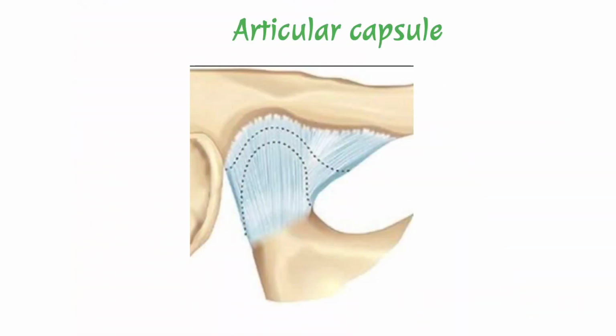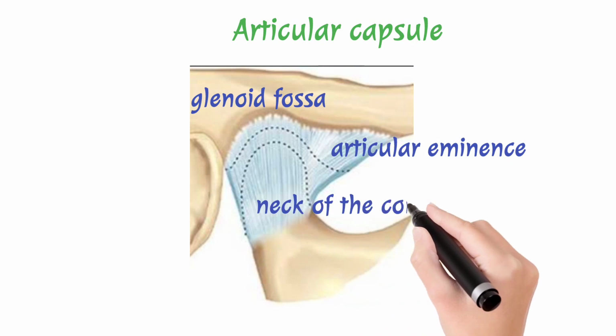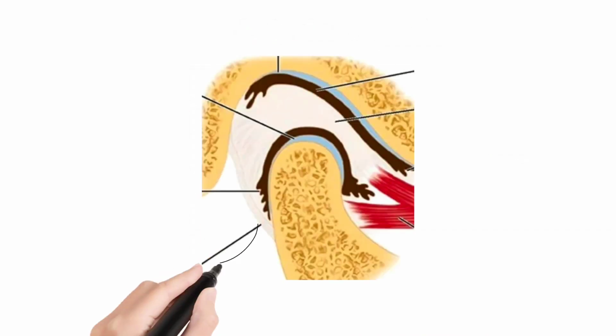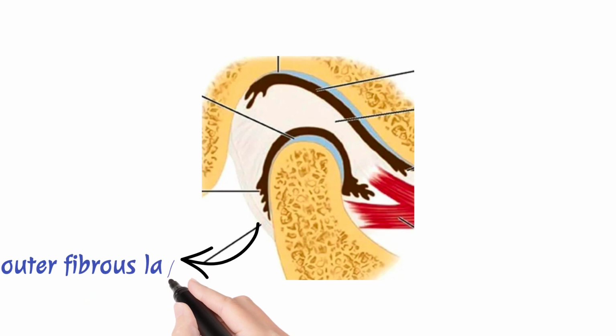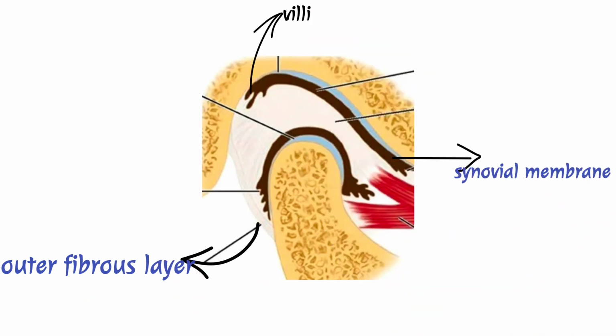The articular capsule is the dense collagenous tissue that encloses the joint space. It is attached to the glenoid fossa and articular eminence superiorly, and below the neck of the condyle inferiorly. The articular capsule has an outer fibrous layer and an inner lining of synovial membrane. It has villi-like projections towards the joint cavity. This helps to secrete synovial fluid that aids in lubrication.